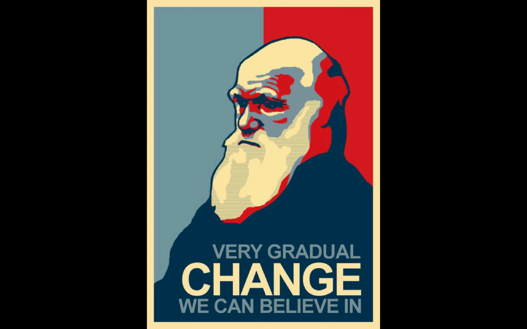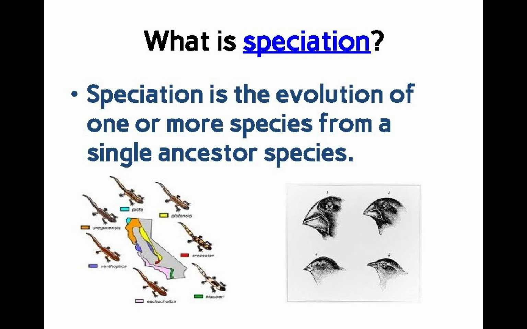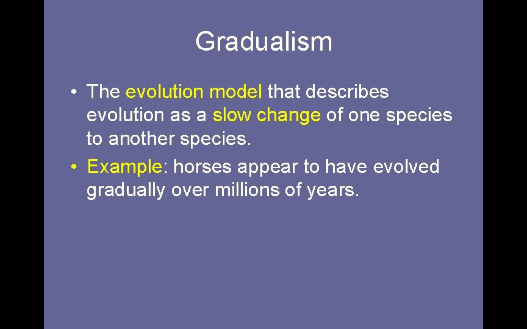So gradualism is Charles Darwin's original idea of natural selection. Darwin explained evolution in terms of a mechanism known as natural selection. Now, Darwin proposed that species change very, very slowly over time, and we call that speciation to form new species. These slow changes are known as gradualism. And then these small changes are passed on from one generation onto the next.